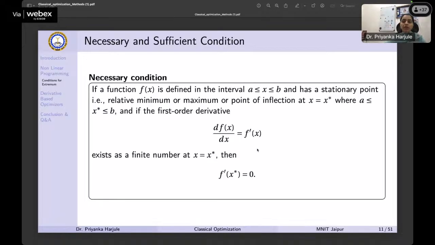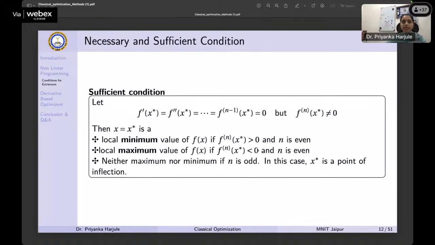It will not let us know whether the stationary point is a minima, maxima, or point of inflection, but it will only tell us whether the point is a stationary point or not. The next condition, the sufficient condition, gives us the nature of the stationary point. If the function has continuous derivatives of every order in the neighborhood of this stationary point, then the following criteria will tell us the nature of the stationary point.